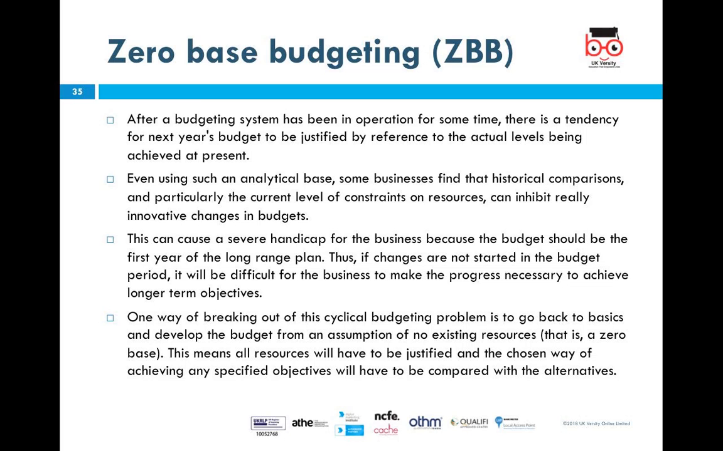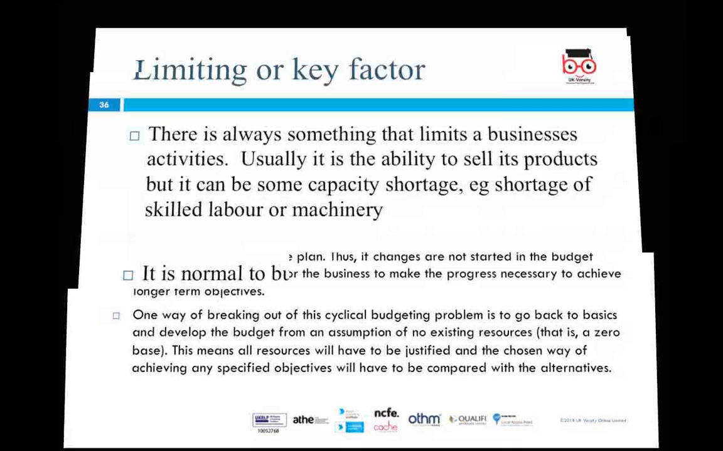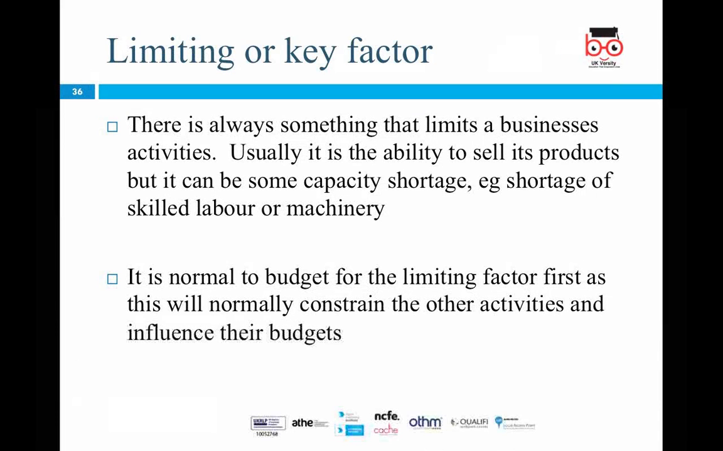If we adjust the zero-based budgeting in the system, this can cause a severe handicap for the business. Sometimes that's a limitation because the budget should be the first year of the long-range plan. Thus, if changes are not started in the budget period, it will be difficult for the business to make the progress necessary to achieve longer-term objectives. So these are the zero-based budgeting points that one manager can look over, and then there is obviously the limiting key factor of the budgeting.